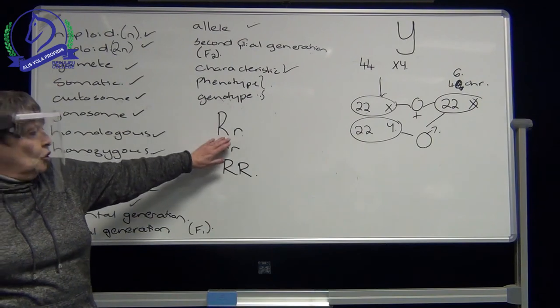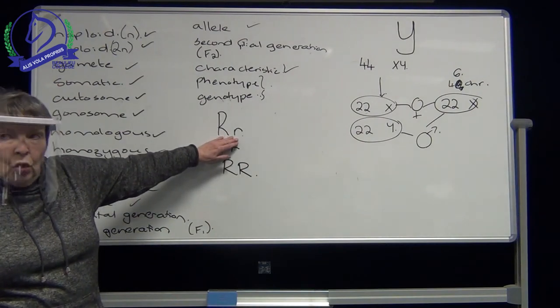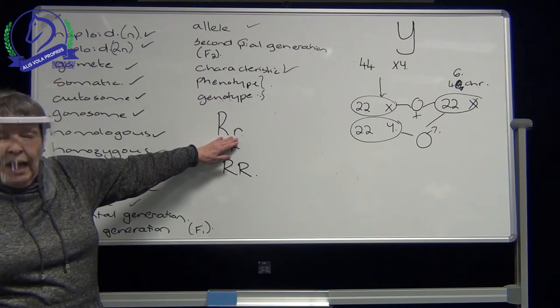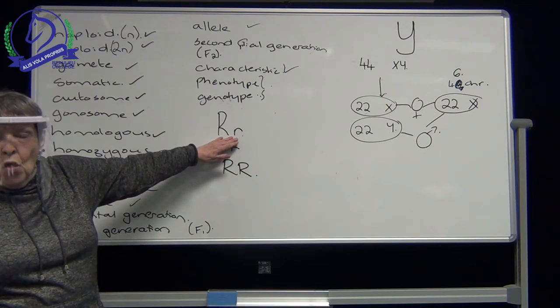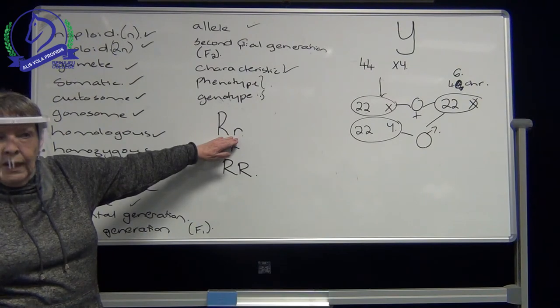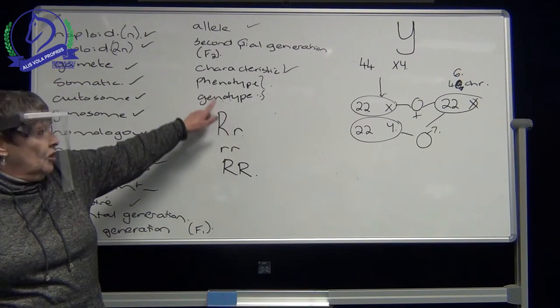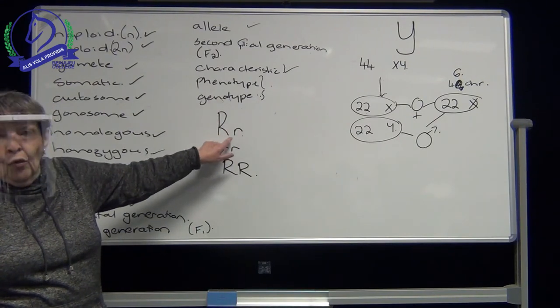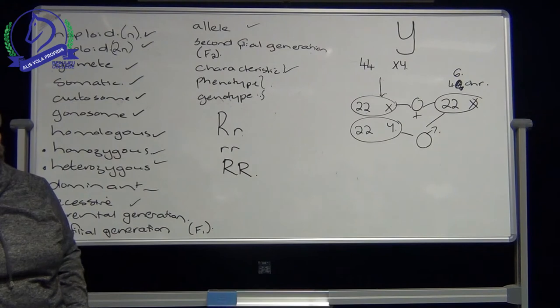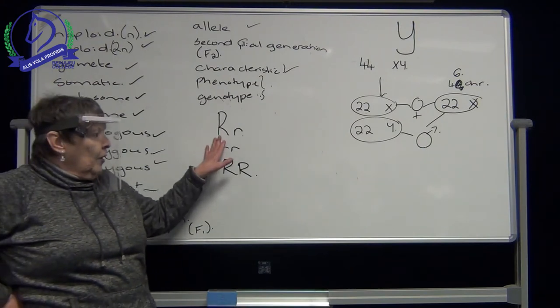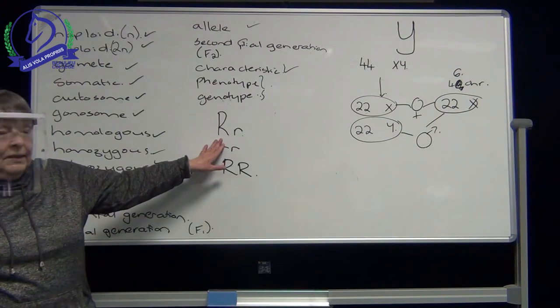So if I said to you, what's the genotype of this organism? You would say, heterozygous tongue roller. Heterozygous tongue roller is the genotype. And in symbol form, you would write a big R, little r, because the ability to roll one's tongue is dominant, and the inability to roll a tongue is recessive. Okay, you happy with that, guys?